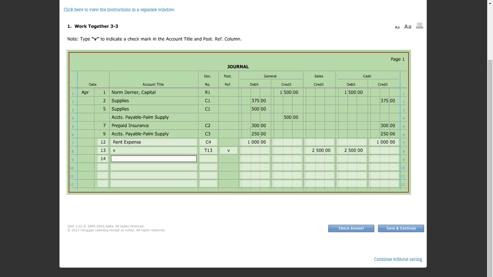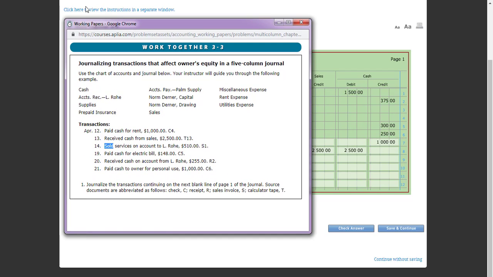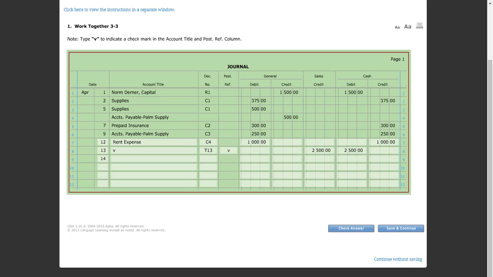It is. Okay, it does not directly say the word sales, but it says sold, and sold and sales is the same word, just different tenses. So, do we have a special column, Caleb, for sales? So what is going to go in my account title? Accounts receivable, L Road.